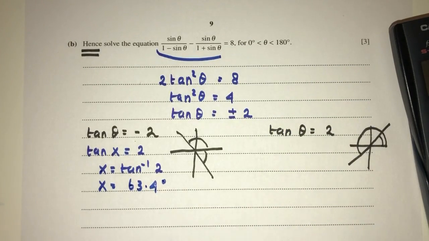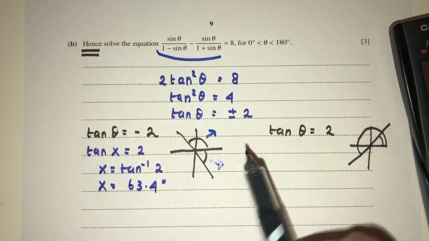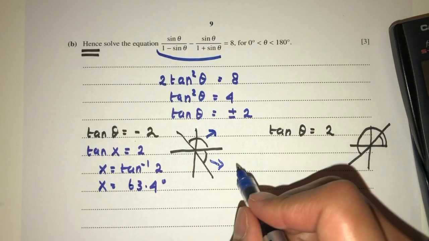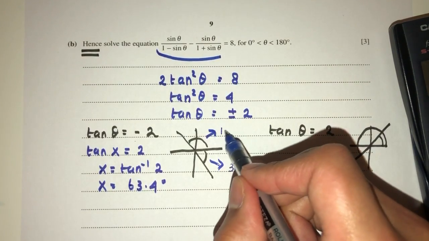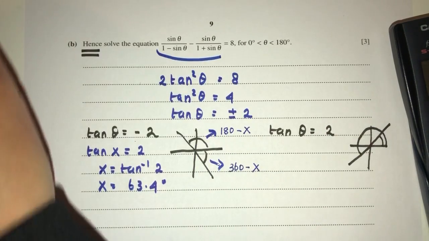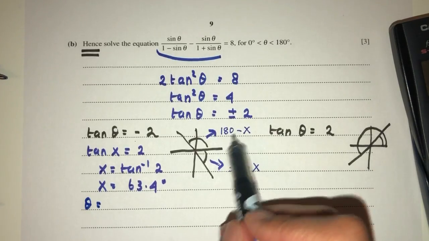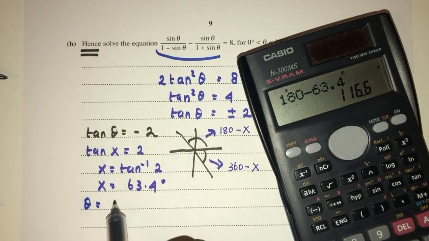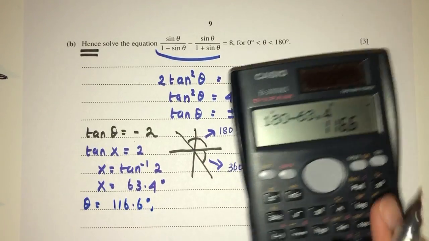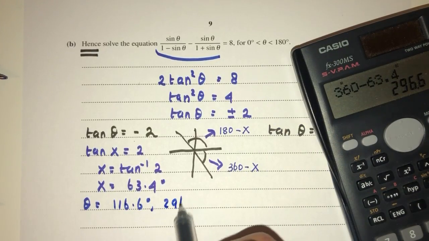Okay, now this is not minus 2. It is not the right answer, obviously. We are trying to find this angle and this angle. So this angle here is basically 360 minus x. This is 180 minus x. So if theta is actually these angles, 180 minus x will be what? 180 minus 63.4, that will be 116.6, or it can be 360 minus this, that will be 296.6.